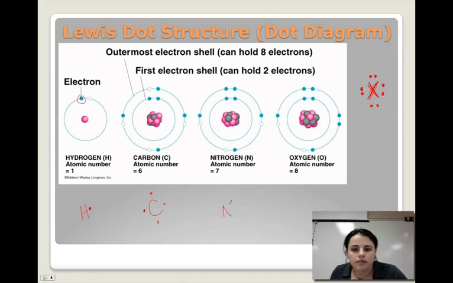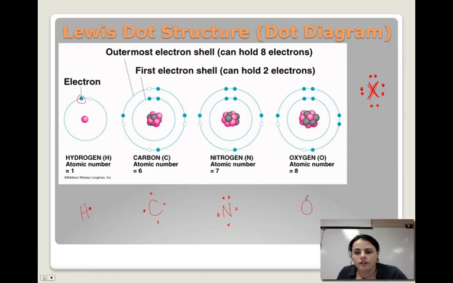Nitrogen has 5 valence electrons. 1, 2, 3, 4, 5. Oxygen has 6 valence electrons. 1, 2, 3, 4, 5, 6. In the end, I don't care where the dots go on what sides. Don't put more than 2 dots on a side of a symbol. That's the rule. So you could put them wherever you want. Typically they're done in a clockwise or counterclockwise fashion, but I really don't care.